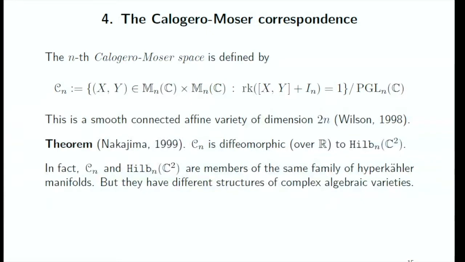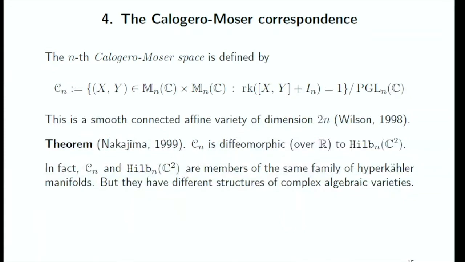It turns out that this space C_n is a real manifold, actually diffeomorphic to Hilb_n, but the complex structures on the Hilbert scheme and C_n are different. So in particular, of course, they have the same topology, but the complex structures are different. For example, C_n, as I said, is an affine variety, but Hilb_n is not even affine, it's quasi-projective.